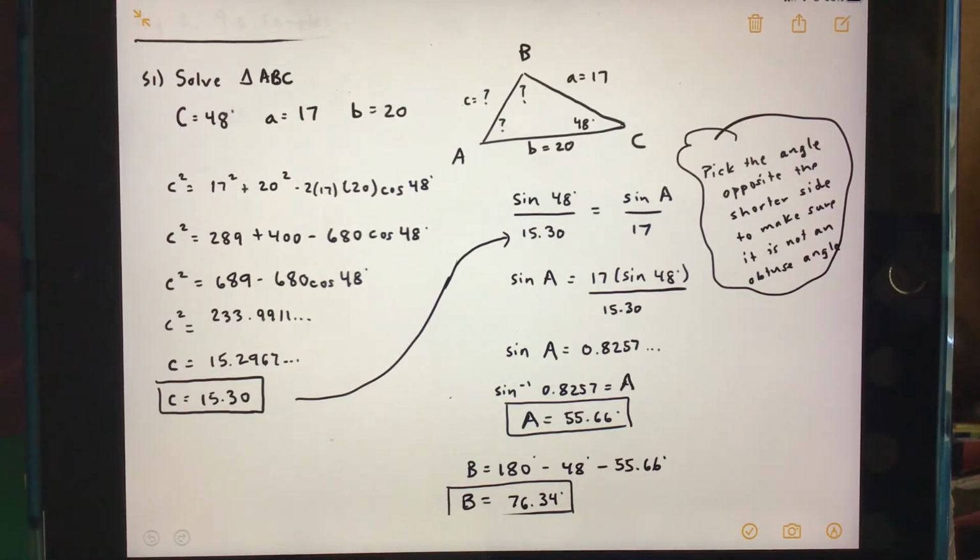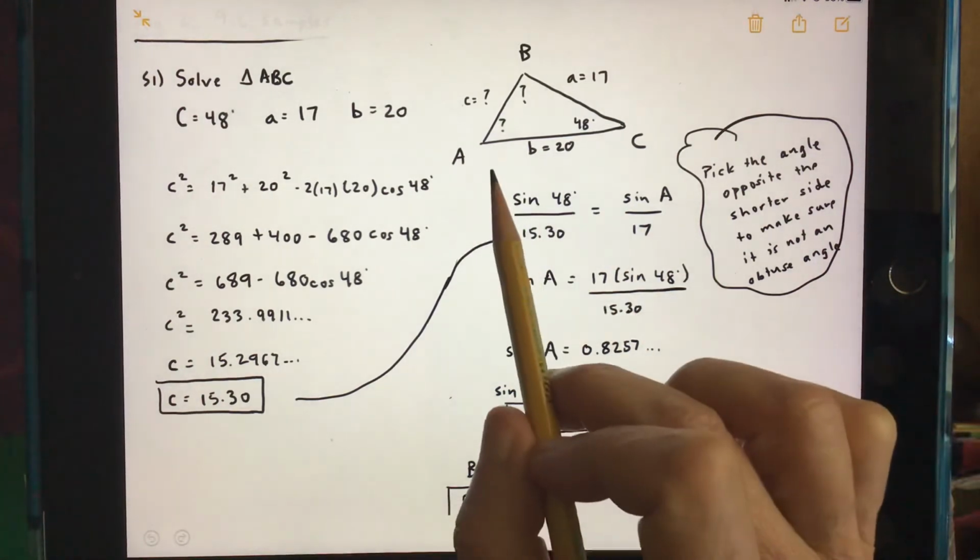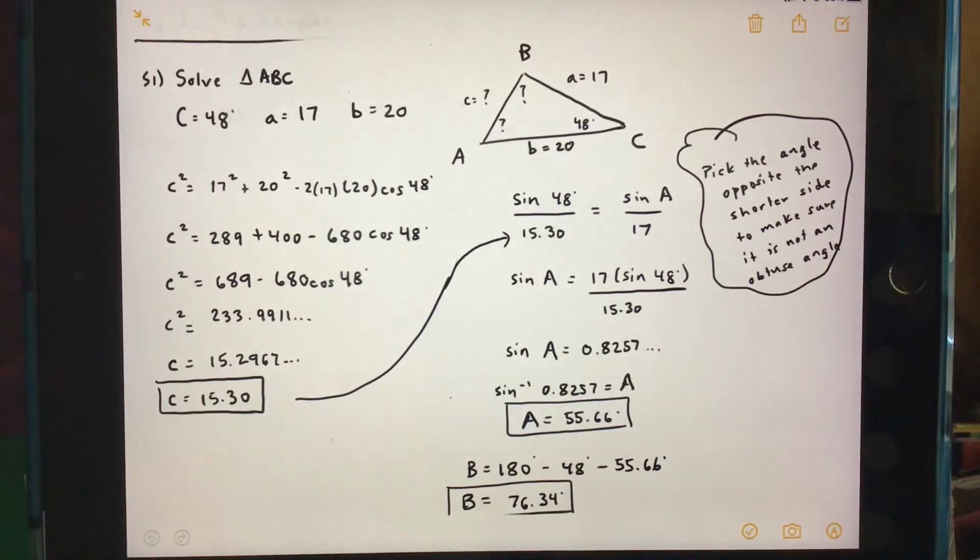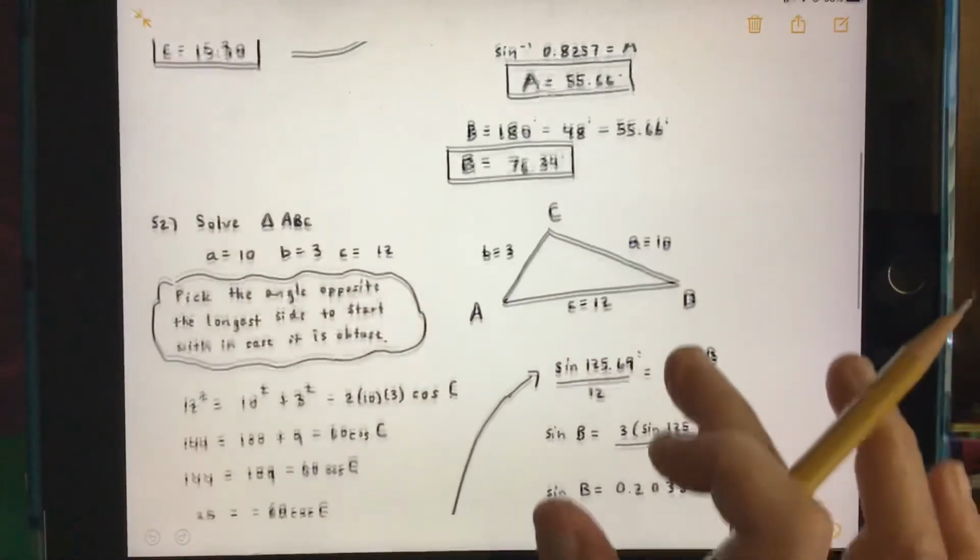And that completes this problem. I found all the unknowns. I found how long C is. I found out angle A and angle B's measurement. Here they are. So I am done with this problem. One more sample.